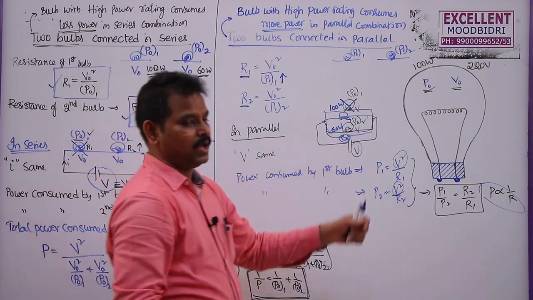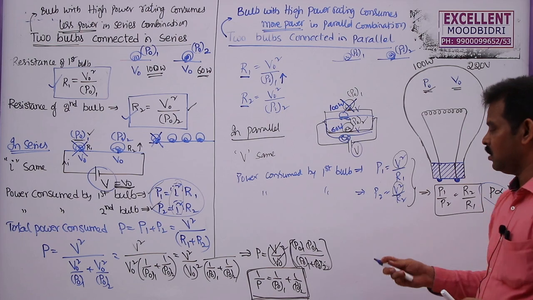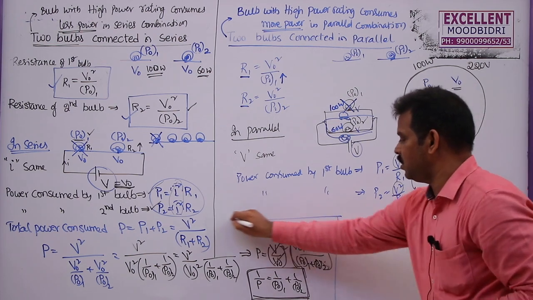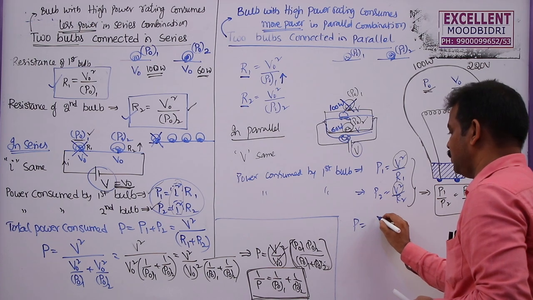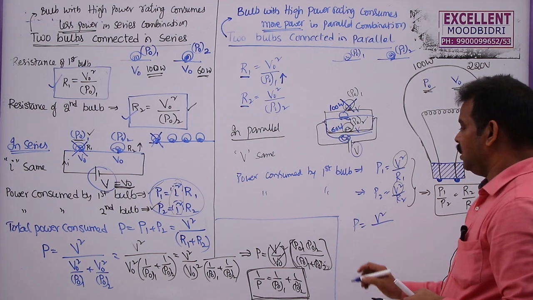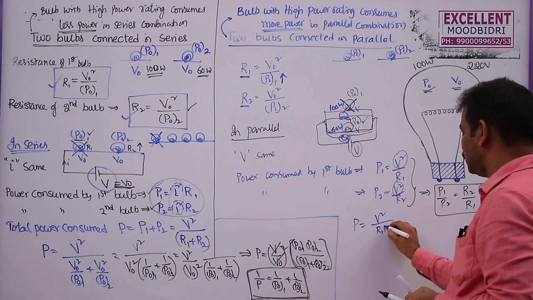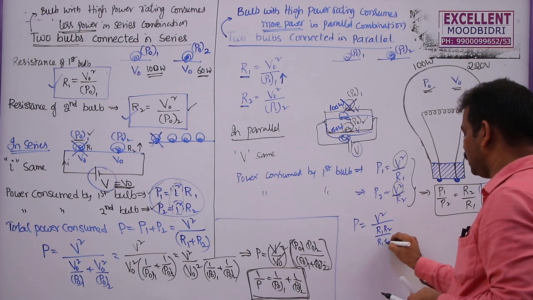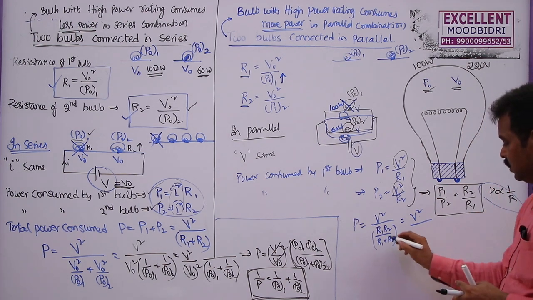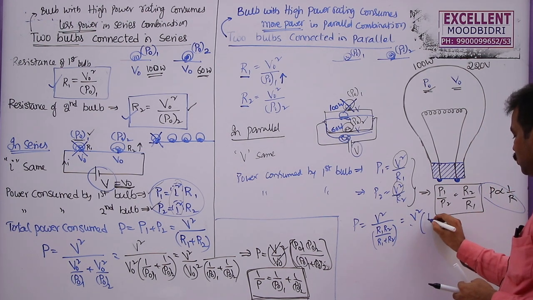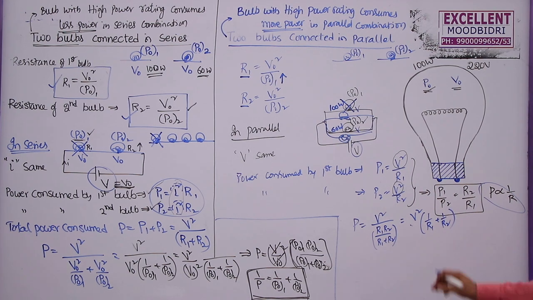Now what about the total power consumed in parallel combination? In the parallel combination, what can we write? The total power consumed is given by V square by R1 R2 by R1 plus R2. This can also be written as V square into 1 by R1 plus 1 by R2. You can write it like this.